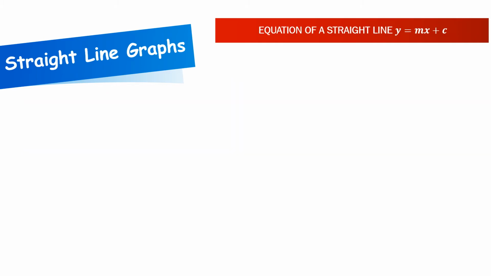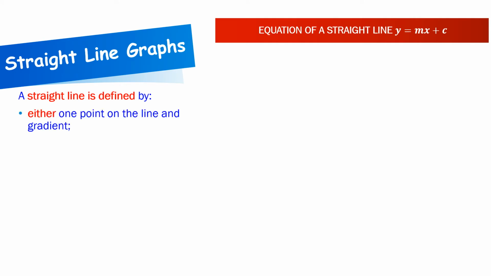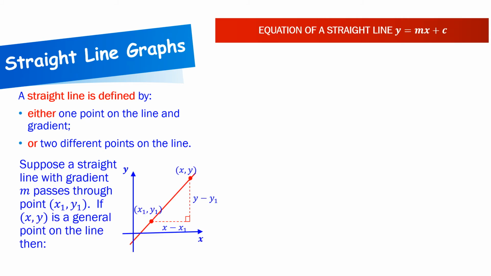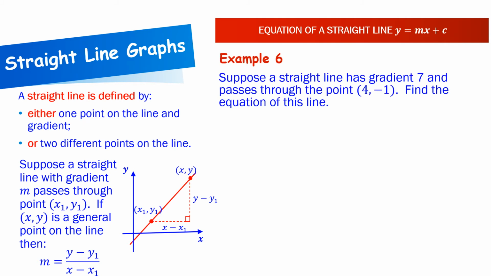We will now take a look at some theory. A straight line is defined by either one point on the line and the gradient, or two different points on the line. Suppose a straight line with gradient m passes through the point x1, y1. If x, y is a general point on the line, then the gradient m is equal to the change in y, which is y minus y1, over the change in x, which is x minus x1.